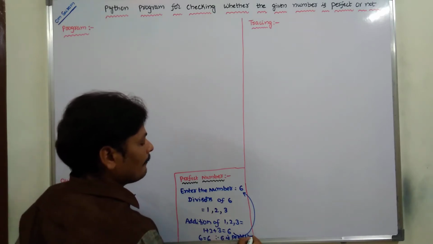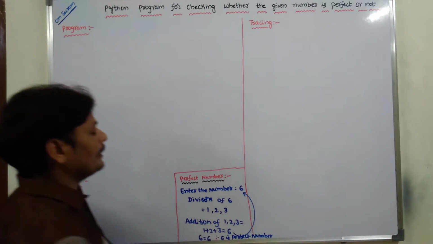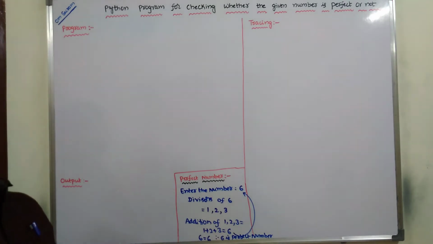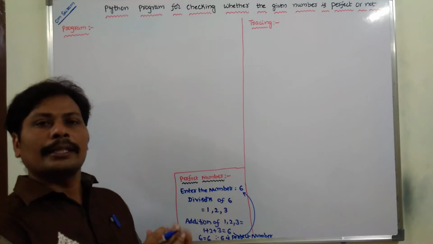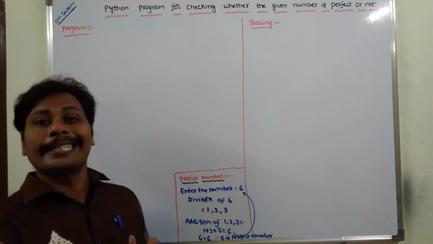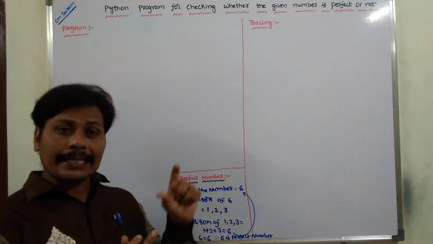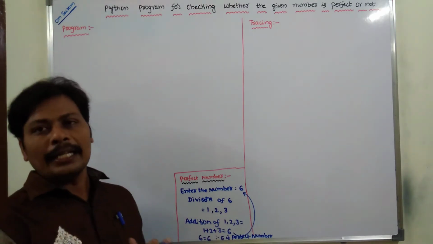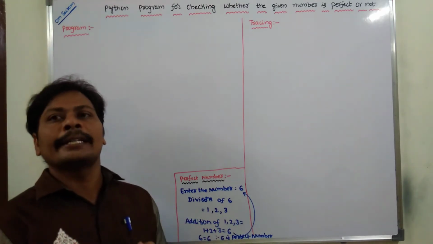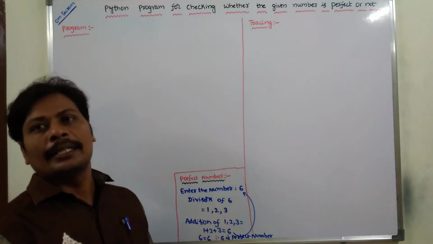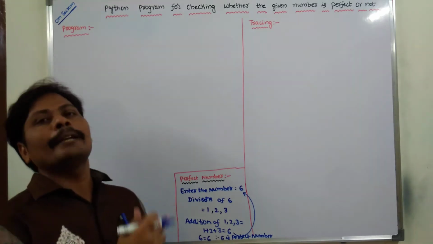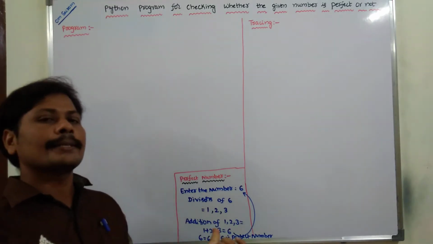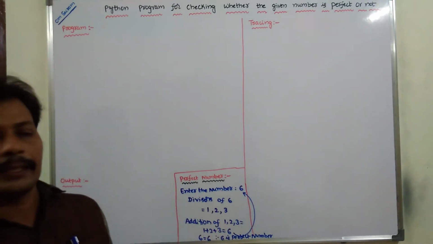So this is the logic behind the perfect number. First I take a given number. Then we have to find the divisors of that number, except the given number itself. Then we add the divisors. If that addition result is equal to the given original number, then we can say that it is a perfect number.